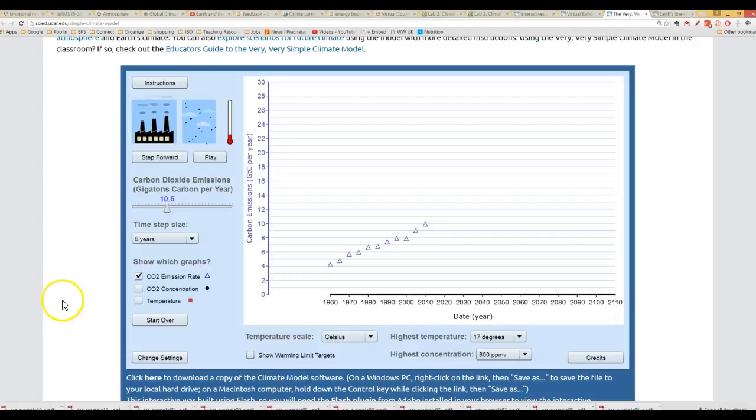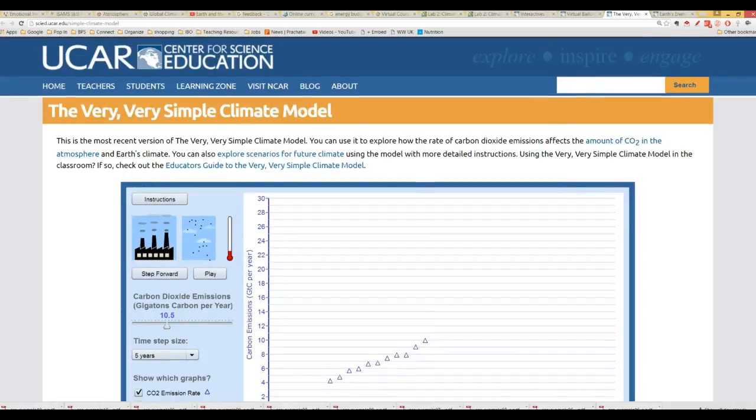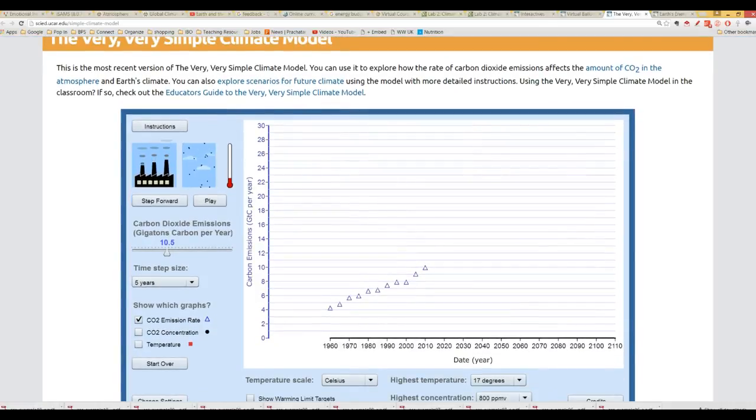Okay, this is called the very, very simple climate model. Climate models can be very, very complicated, taking in lots of factors, or fairly simple, taking in very few factors. What I want to show you here is really how I go about first exploring something. I actually haven't learned how to use this yet.